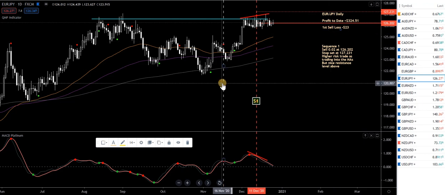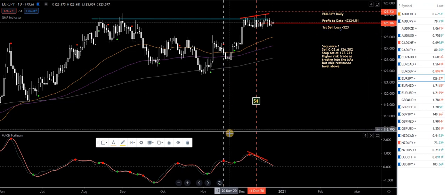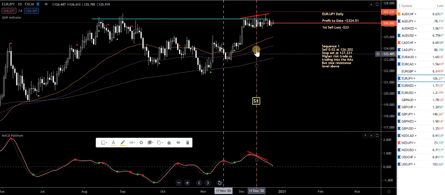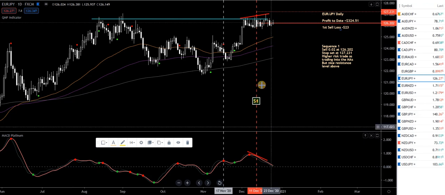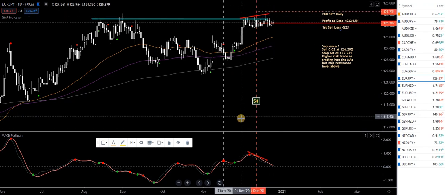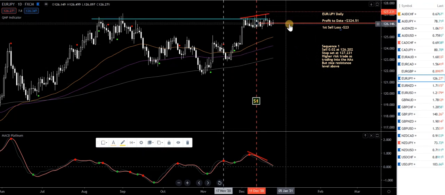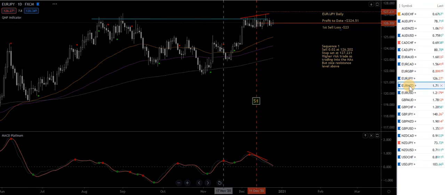So first sell, which was this grey line, I'll just leave it on there for my information that I've already taken one trade. Trying to recover some of that loss, that's all. Sequence 2, the MACD Platinum stayed above the zero level, heading towards the zero level now, and now there's more divergence forming. So it's going nowhere fast, the Euro Yen.